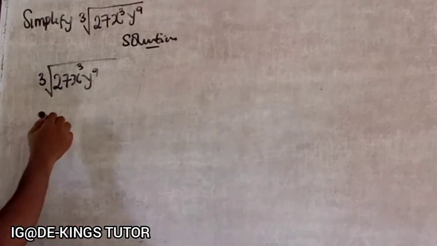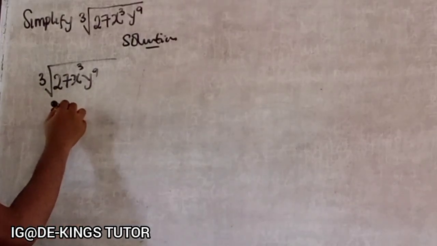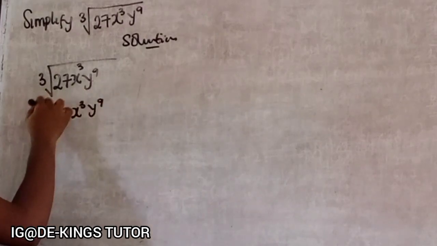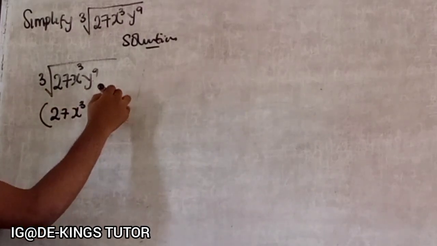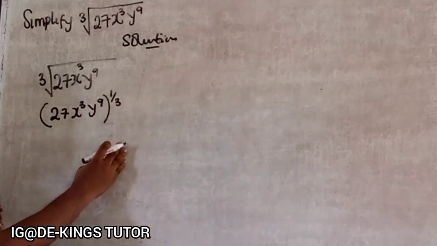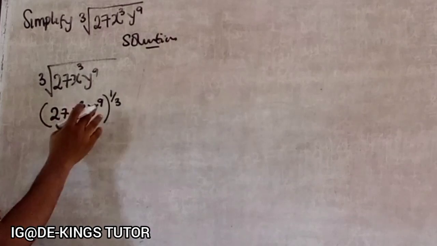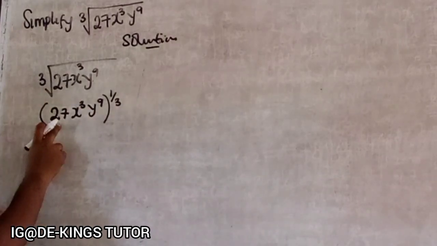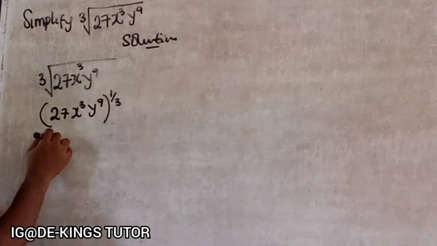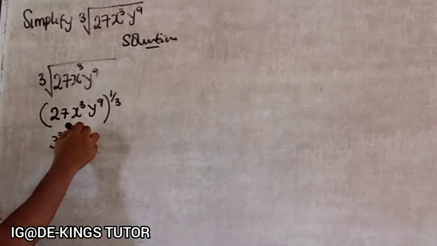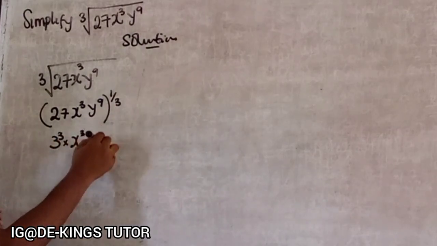If we solve now, we'll have 27x cubed all raised to the power of 1/3, right? Yes. Okay. So we will simplify this. Now, how can we express this in terms of 3 raised to the power of what? 3 to the power of 3 equals 27. Now times x cubed times y raised to the power of 9.